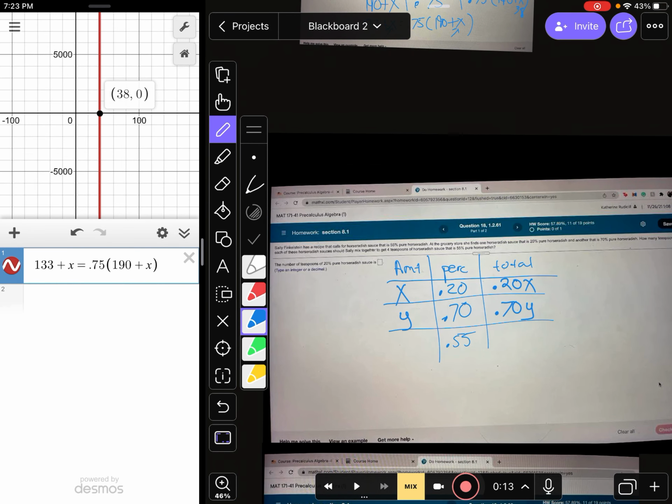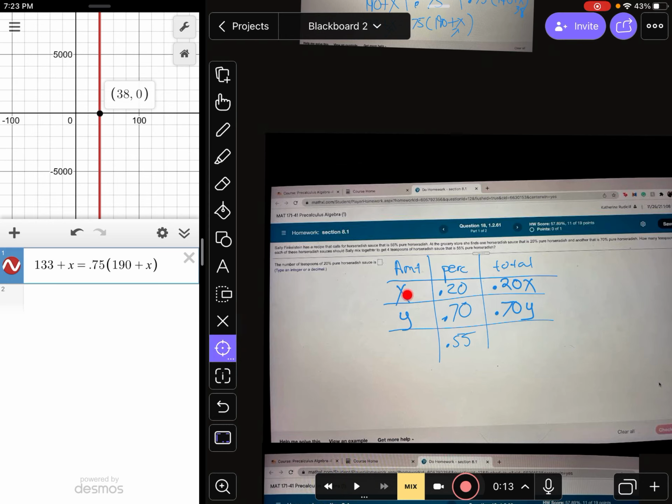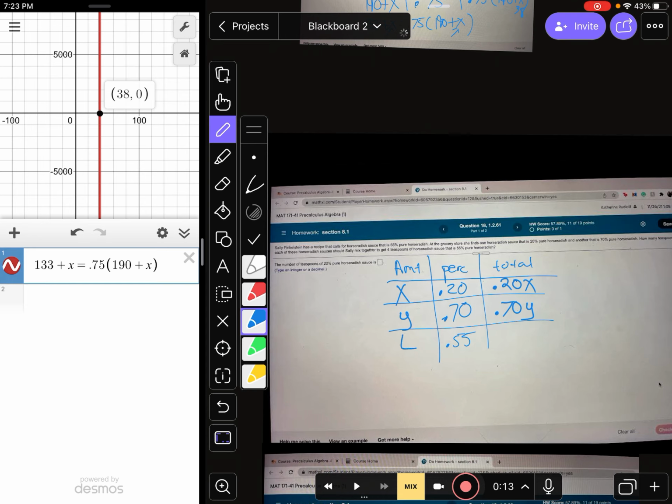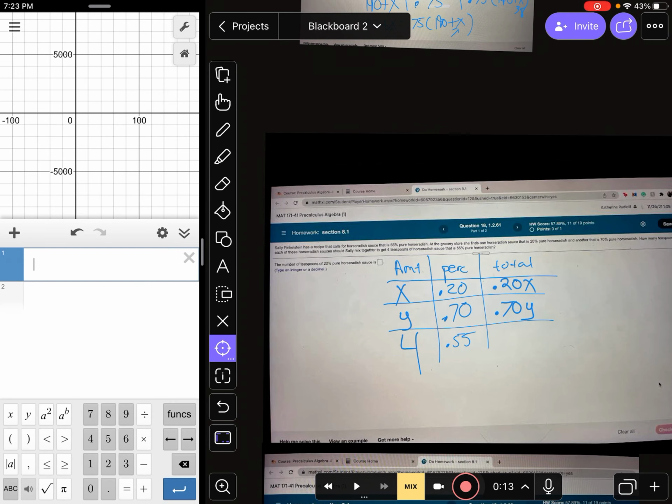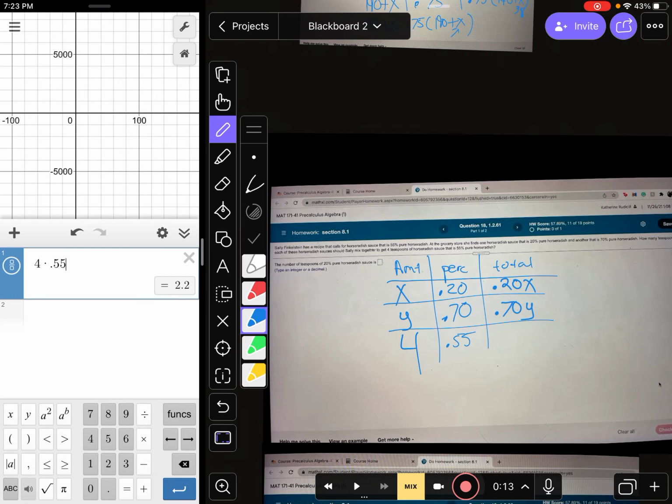How many teaspoons of each of these horseradishes should Sally mix together to get 4 teaspoons? So right here, she's going to mix these together, and the final amount she should have is 4, so I'm going to put a 4 right here. She should have 4 teaspoons of that. And now I can multiply these two together to find out how much horseradish is in her final mixture. So I'm going to go over here and just figure out what that is. 4 times 0.55 is going to be 2.2.